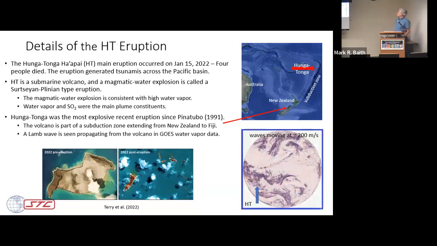This magmatic water explosion is consistent with the high amounts of water vapor, although most eruptions do produce a lot of water vapor in the stratosphere if they get that high. So water vapor and SO2 are the main plume constituents. It was the most explosive observed event since Pinatubo in 1991.